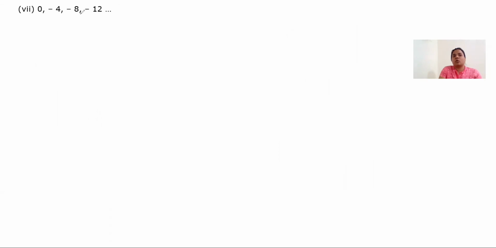Next is 0, minus 4, minus 8, minus 12. Just by looking at it, we can identify that it is an AP because we can see the difference is the same. That is of 4.